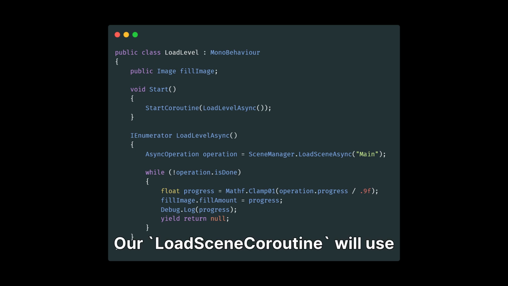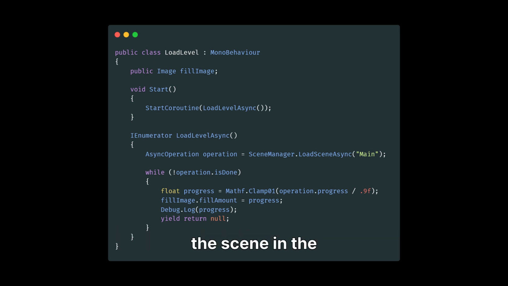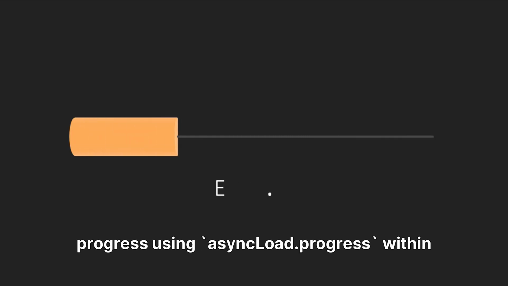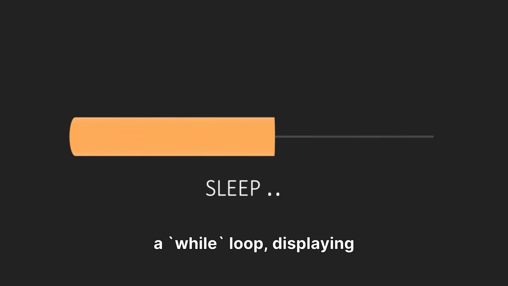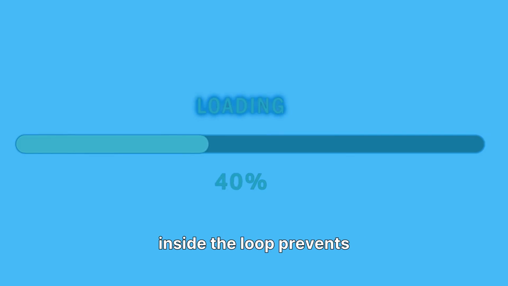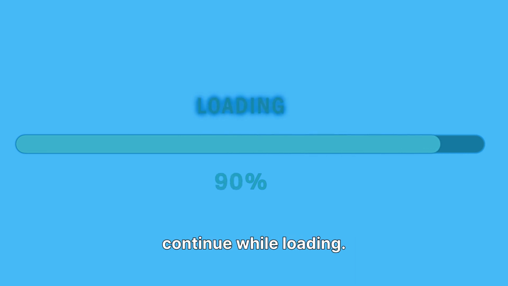Our LoadScene coroutine will use SceneManager.LoadSceneAsync to begin loading the scene in the background. We monitor the loading progress using asyncLoad.progress within a while loop, displaying it in the Unity console. Crucially, yield return null inside the loop prevents the game from freezing, allowing other operations to continue while loading.